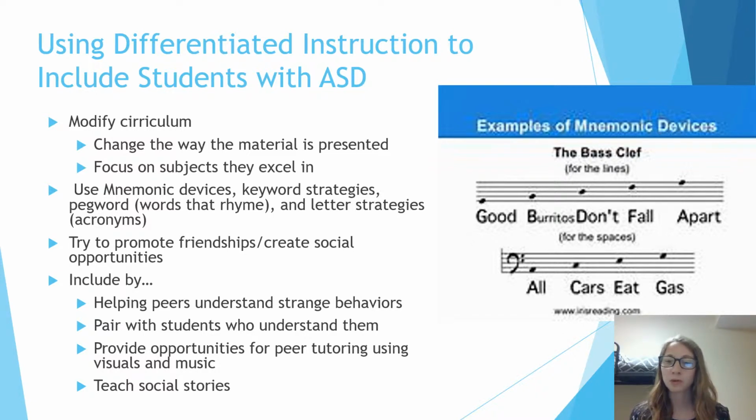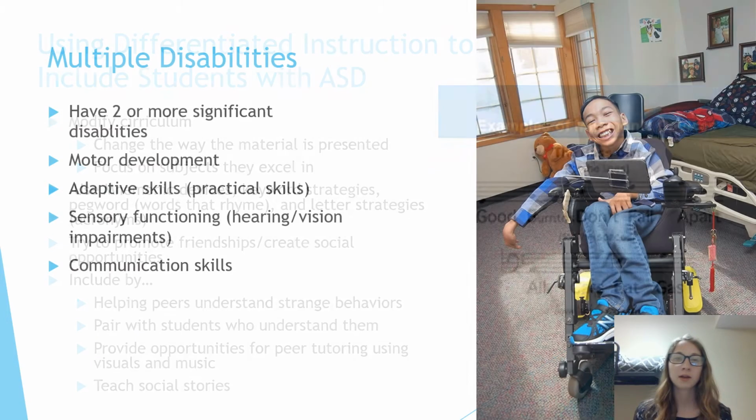It's really important that you try to promote friendships with them, especially since they really struggle with social interactions. And you can help include them by having peers understand that they act differently sometimes, pairing students with them, teaching differently, and using peer tutoring with visuals and music that's different from the normal classroom and can help them learn a lot, and using social stories to teach them social aspects.